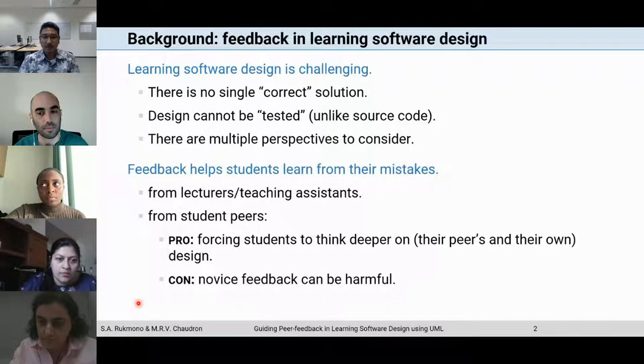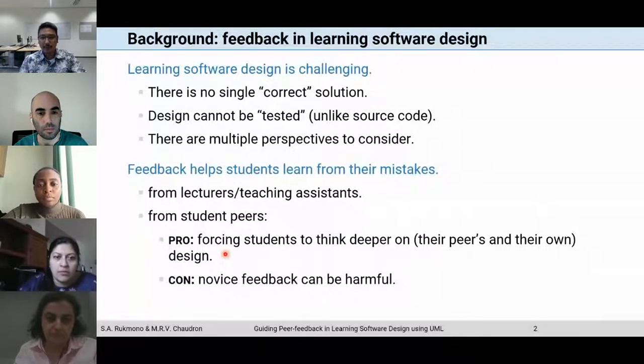And the problem is, for such open-ended questions, such as software design, sometimes it's hard for one teacher to give sufficient feedback to dozens of students at a time. So there are other sources of feedback that we can rely on, including their student peers. There are pros and cons here. Doing student peer feedback forces students to think deeper on their design, both their peers' and their own design. But the con is that novice-based feedback can be considered harmful.